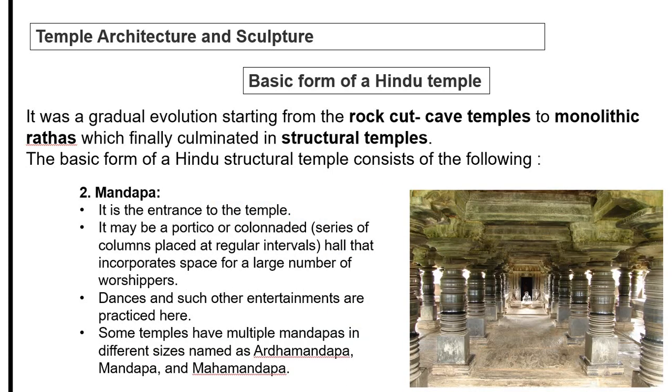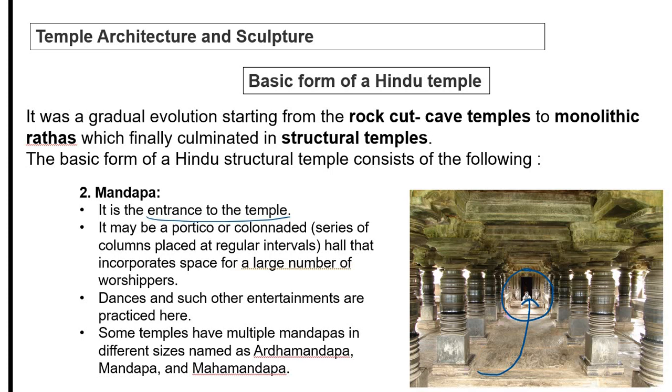The second important element in the Hindu temple is the mandapa. As you can see, this is the mandapa, and right in front of the mandapa is the Sanctum Sanctorum. The mandapa is the entrance of the temple through which you enter the temple and go inside the Garbhagriha.